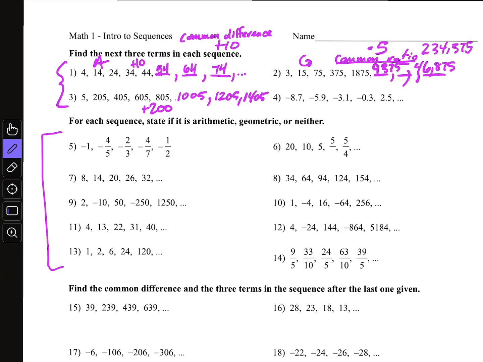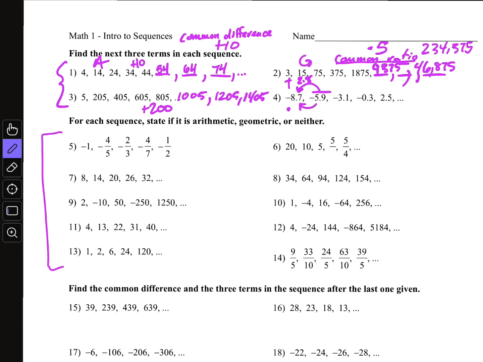So number 4, this one's tricky too: negative 8.7, negative 5.9. You may think, oh, it's got to be geometric because the other two were arithmetic. Don't count that way exactly. So the best thing you can do is start like this: take the second number, subtract the first one from it. So I'd take negative 5.9, subtract negative 8.7, and I get 2.8. So I could be adding 2.8.